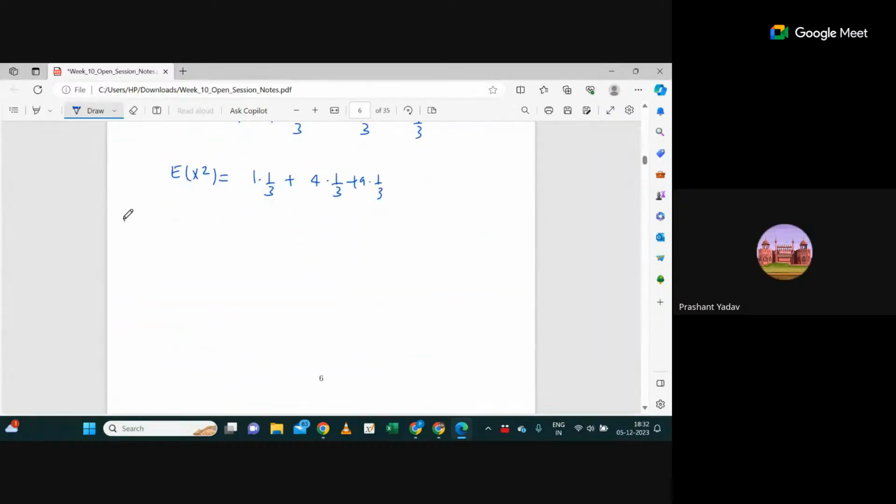So there are some properties for the expected value of x. What that property says: suppose I have two random variables. If I have two random variables, then how will you do it?